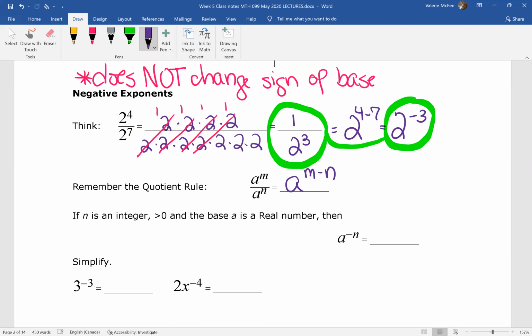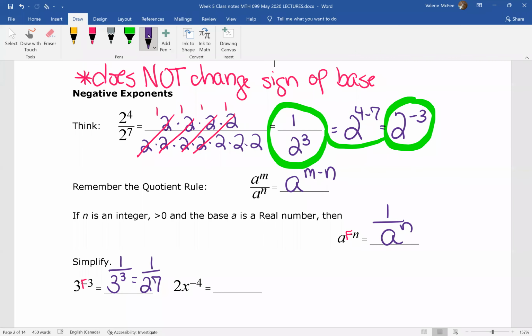So we say then if n is an integer greater than 0 and the base is a real number, if we have a to the power of -n, we can write this as 1 over a to the power of +n. In fact, a helpful way to think about this is that negative exponent is telling you to flip the expression. So if we look at this example here, we want to flip the expression. It becomes 1 over 3 cubed, which of course is 1 over 27.